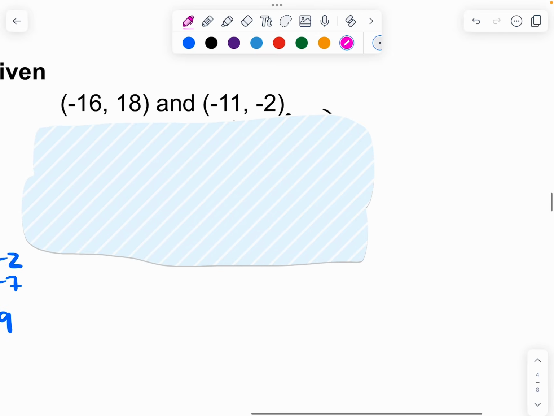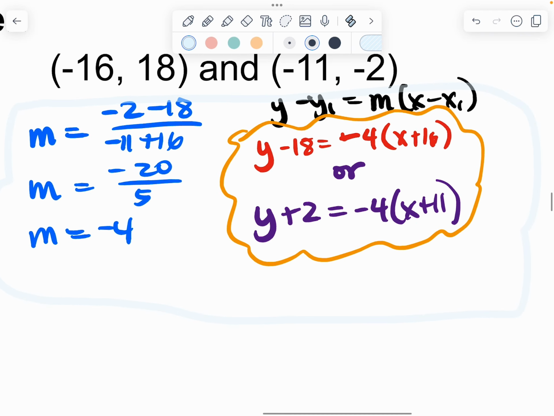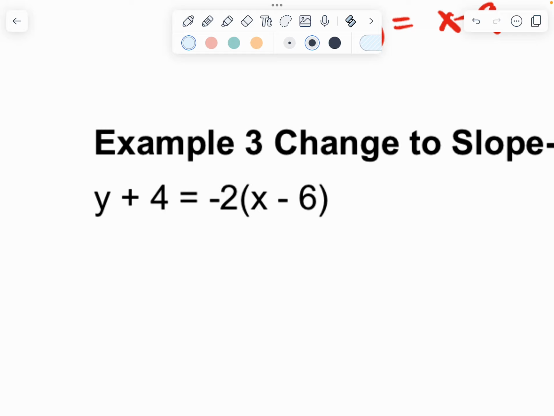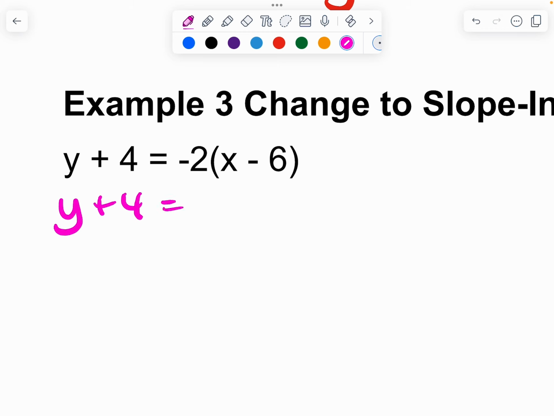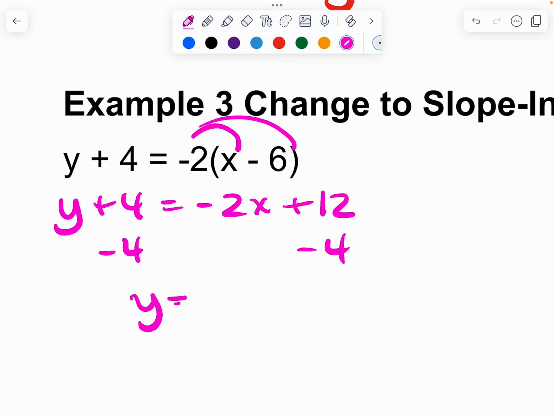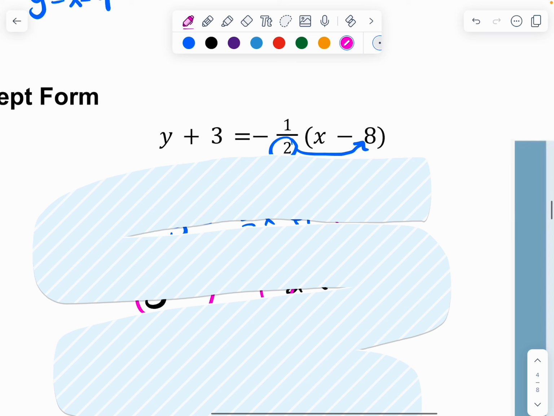So I want you to do this. Pause the video. This is what you should have gotten. Okay, down here, we need to change this to slope-intercept form. So that's what we just did on the last couple of problems when I showed it to you. Plus 12, because all I'm doing is multiplying this through, then subtracting 4 to the other side. y equals negative 2x plus 8, and we're all finished. Over here, I want you to do it.